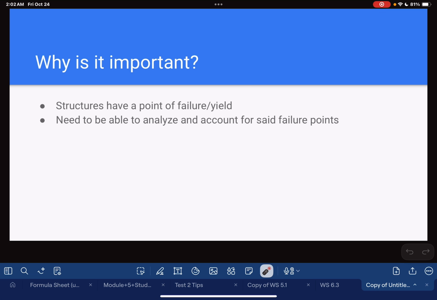Like I said, because structures have these failure points and yield points, it's important for us as engineers to be able to analyze and account for said failure points so that we don't have that. If a bridge is designed poorly and it collapsed, number one, engineers are going to get fired. Number two, it's not great for the people who are on that bridge.